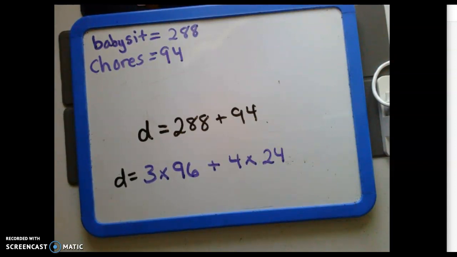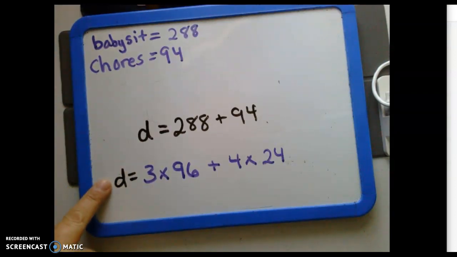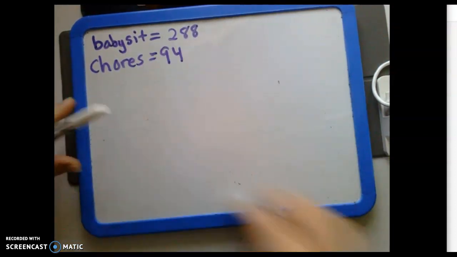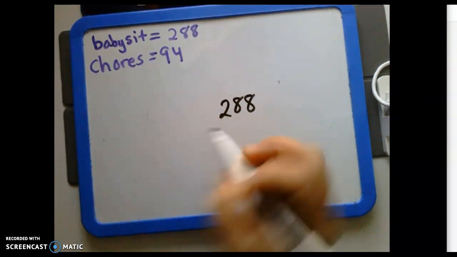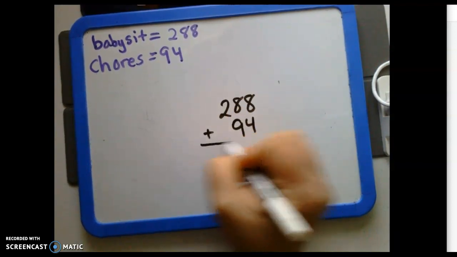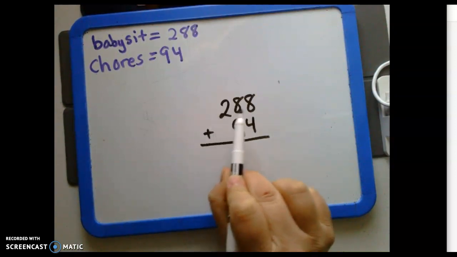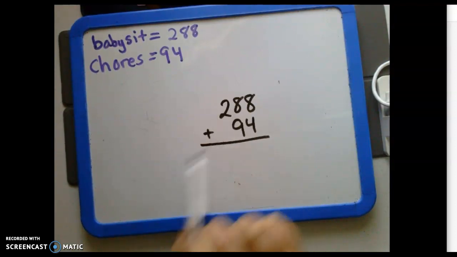Now part B is asking us to solve for that letter D. We are finding out the answer and putting it where this letter D is holding its place. So let's do that. We know that we have to add together how much she made babysitting and how much money she made in chores. I need to make sure that I stack these because our first number is in the hundreds place, but our second number is in the tens place. So I have to make sure I stack them the right way.